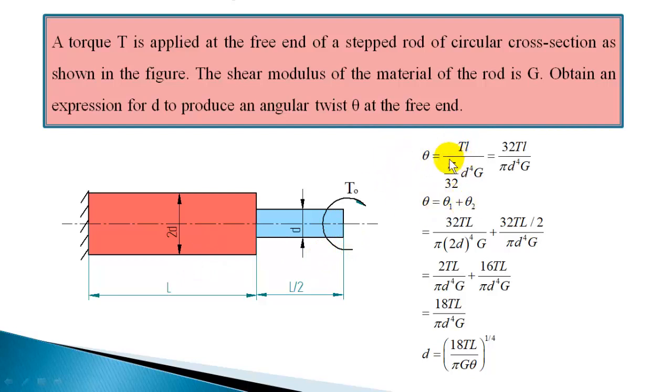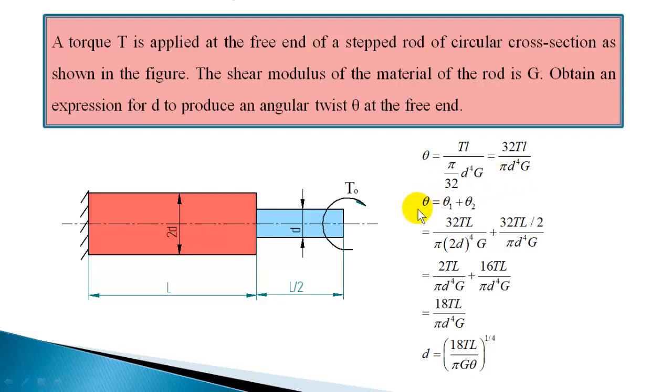The theta expression for any shaft is theta is TL by JG. J for a circular shaft is pi by 32 d to the power of 4. So J is substituted, the polar moment of inertia for a solid circular section, pi by 32 d to the power of 4. So theta is 32 TL by pi d to the power of 4 G. That is the angular rotation for a circular shaft, where d is the diameter and T is the torque acting. You can use this formula to find out the angular twist of a solid circular cross section.